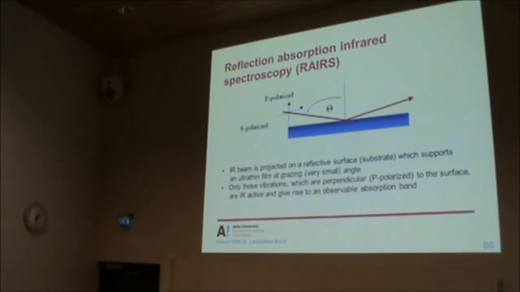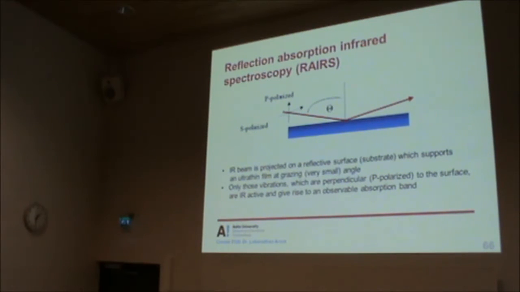Okay. And one last technique that I'm going to talk about is reflection absorption infrared spectroscopy. To be specific, how polarized light is getting reflected. Now, polarized light is where the electric and magnetic fields are vibrating only in one plane. The light that we generally come across, the vibrations are in all directions. But polarized light, the vibrations are happening only in one plane.